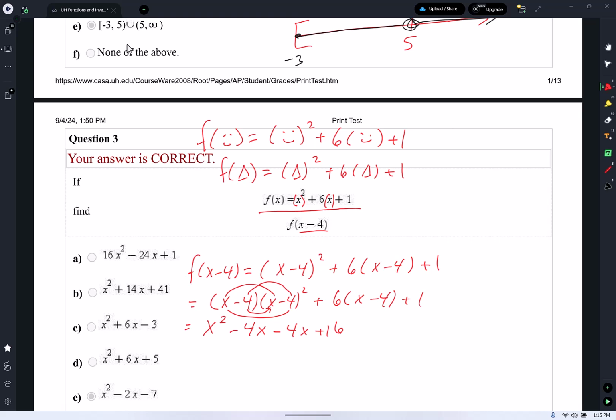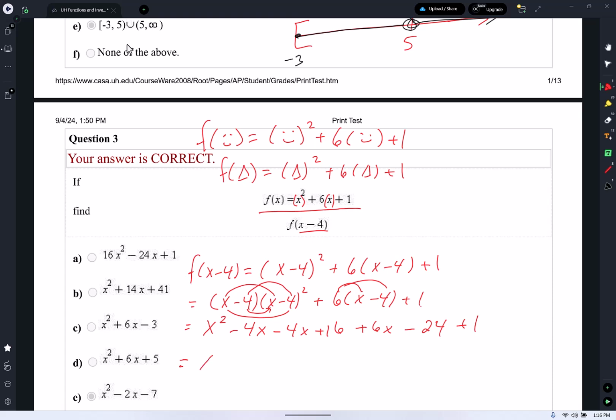That's later on. And then 6 times x, plus 6x. 6 times negative 4, yeah, negative 24 plus 1. I don't see any issues. I think we're okay. Let's see. Yep, I don't see. Okay, that's it, guys. We're just going to combine like terms.